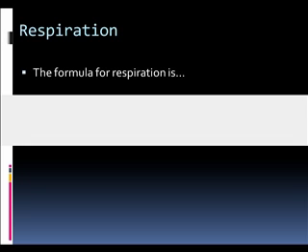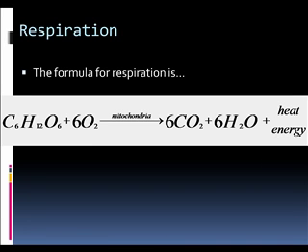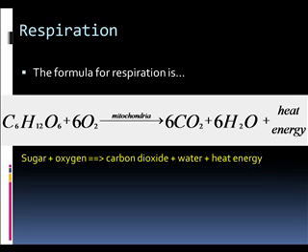You also need to know the formula for cellular respiration. And it is basically the opposite of photosynthesis. So I take glucose, C6H12O6, I add oxygen, 6 O2 molecules, inside the mitochondria, releasing 6 carbon dioxide molecules, 6 water molecules, so it's 6 H2O, and heat energy as a result of this transfer. Again, so glucose, which is a sugar, added to oxygen in the mitochondria, releases carbon dioxide, water, and heat energy.